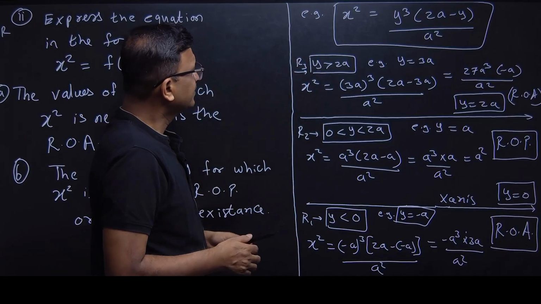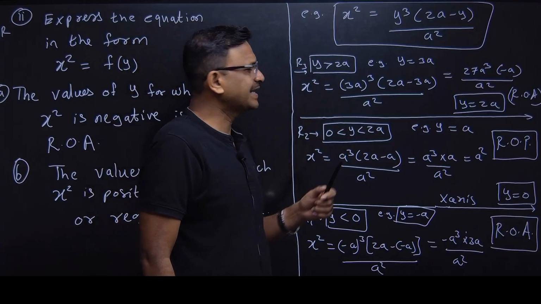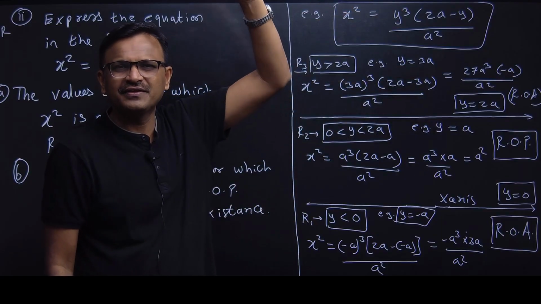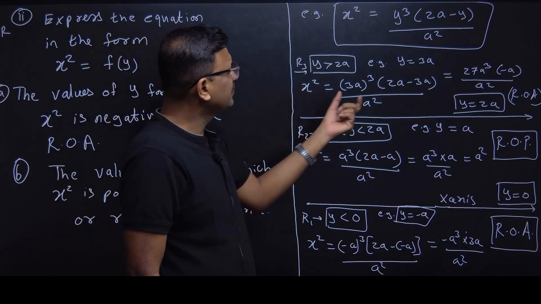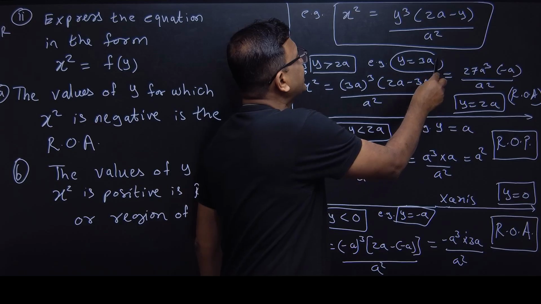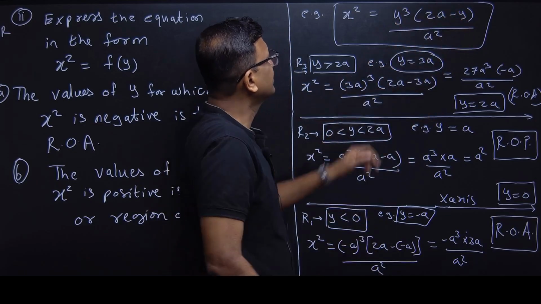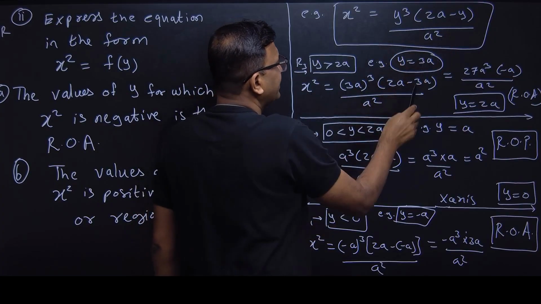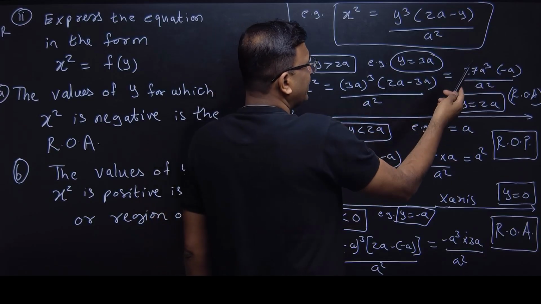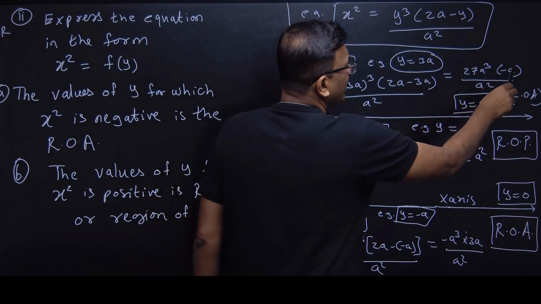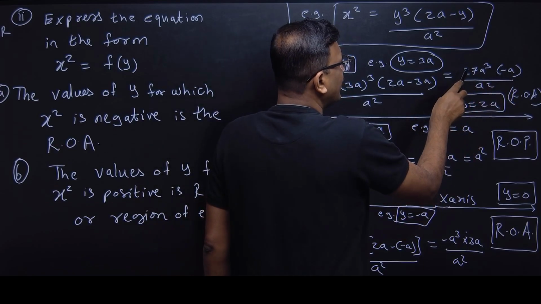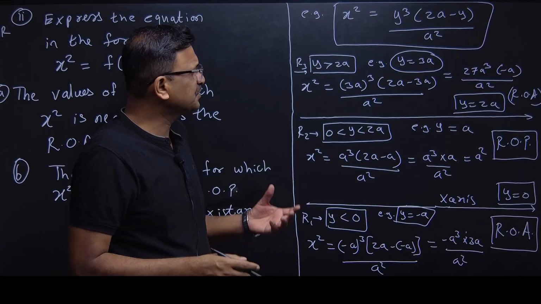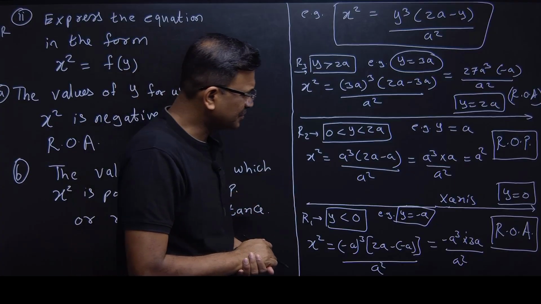Then consider the third region. The third region is y greater than 2a. So that is the region above this line y is 2a. So it can be y is 3a, y is 4a, etc., till y is infinity. We consider some simple value of y, say y is 3a. We put that in this equation. Put y is 3a, so we'll get x square is 3a cube into 2a minus 3a upon a square. 3a cube will be 27a cube, which is positive. 2a minus 3a will be minus a, negative, upon a square. You'll find the numerator becomes negative, the denominator is positive. So x square becomes negative. X square is negative, so this is going to be a region of absence.